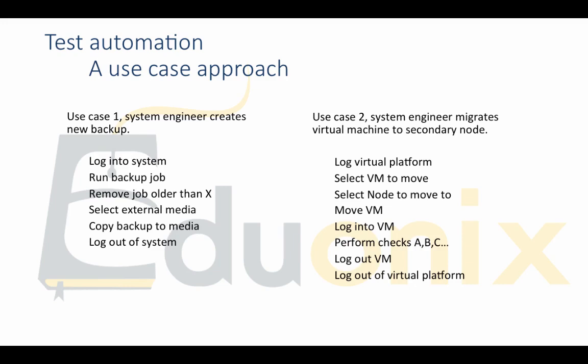It would probably do some of its own logging through that process as well, just to give you some kind of output at the end. And then use case number 2 would be: system engineer migrates virtual machine to a secondary node. They'd log into the virtual platform, such as VMware or XenCenter. They'd select the VM to move. They'd select the node to move it to. They'd move the VM. They'd log into the VM, perform a whole host of checks to make sure it's working okay, ABC. They'd log out of the virtual machine and log out of the virtual platform.